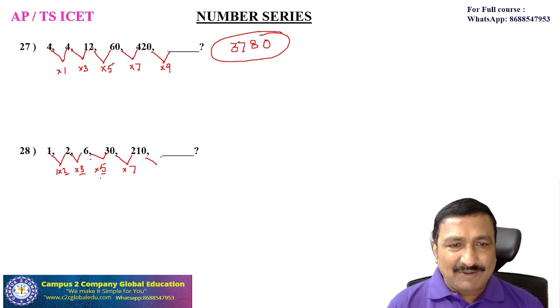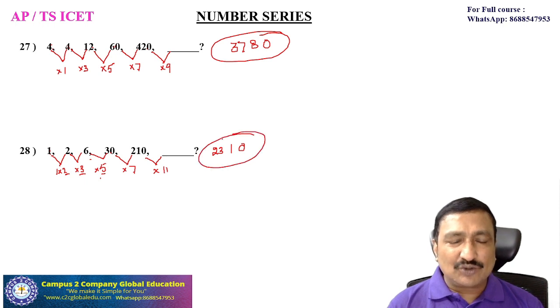The next prime number will be 11. So we should multiply 210 by 11. If you multiply it by 11, 11 zeros are 0 and 11 ones are 11. So we can write 1 and 1 carry. 11 twos are 22. 22 plus 1 is equal to 23. So the answer for this question is 2310, friends. So here we are multiplying by prime numbers.